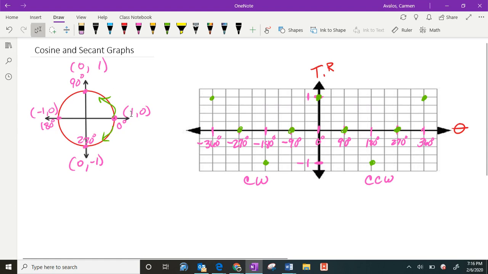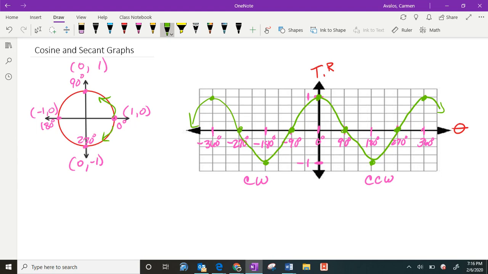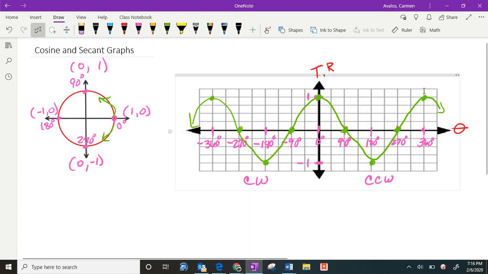If we connect the points, we know it's going to be a sinusoidal function that keeps repeating on and on to infinity and beyond. It's just going to keep repeating up and down, up and down, up and down. And so now that we have that, that's what it looks like.